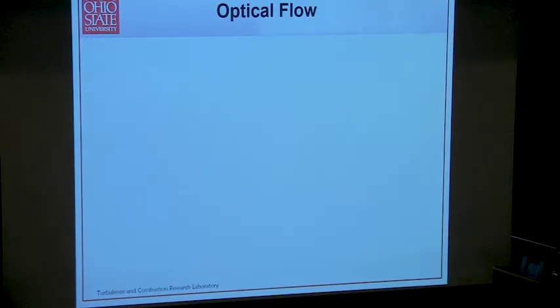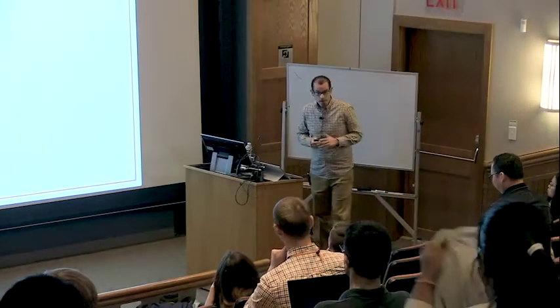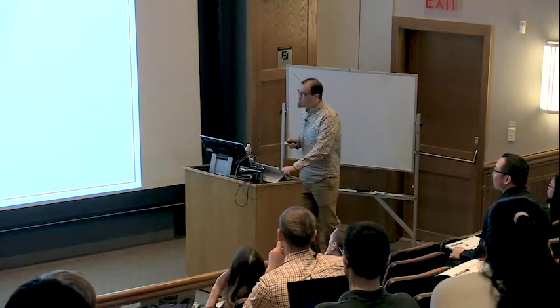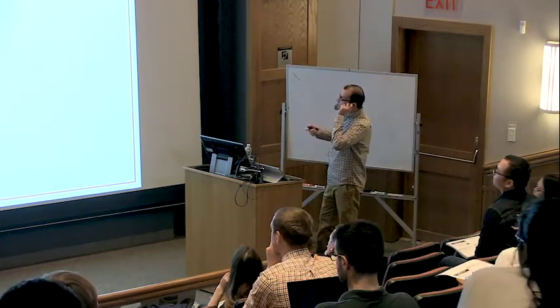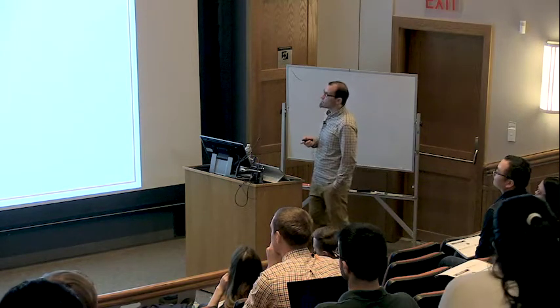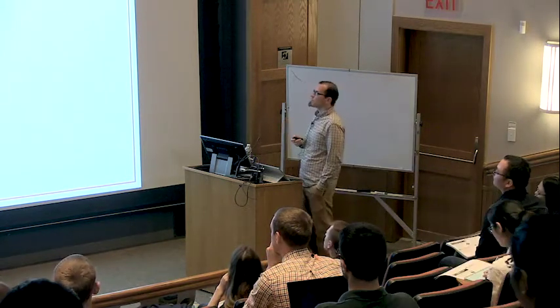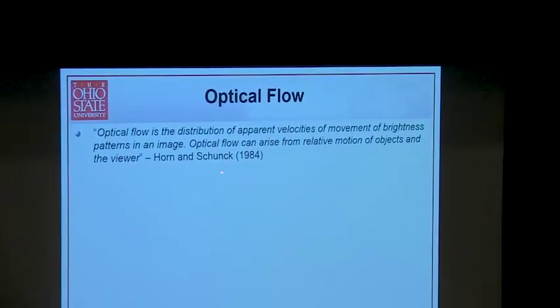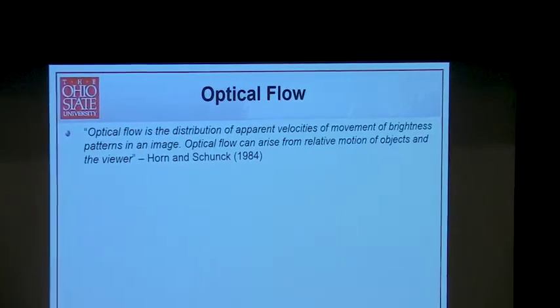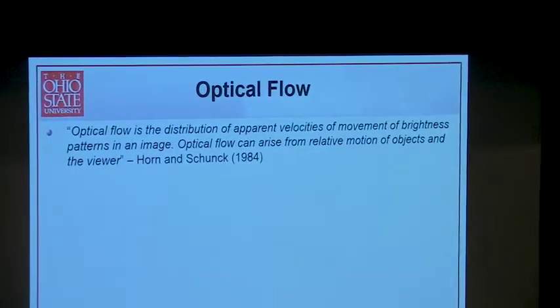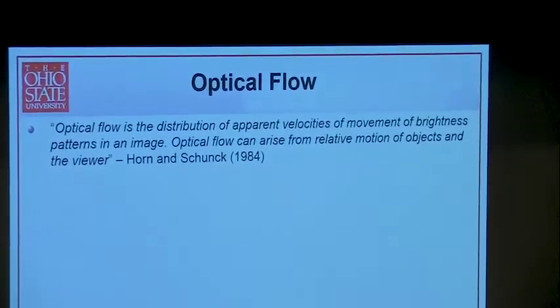Okay, so let's talk about a different topic, optical flow. This will be what the remainder of the lecture is. And so I actually pulled a quote directly from the original Horn and Schunck paper, so that we can kind of get on the same page on what optical flow is. Optical flow is the distribution of apparent velocities of movement of brightness patterns in an image. Okay? Optical flow can arise from relative motion of objects in the viewer.